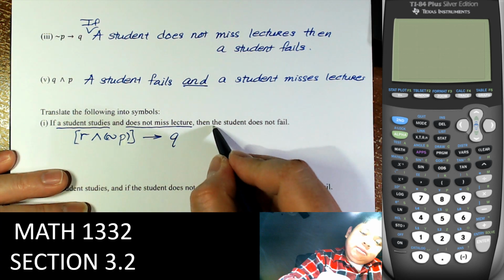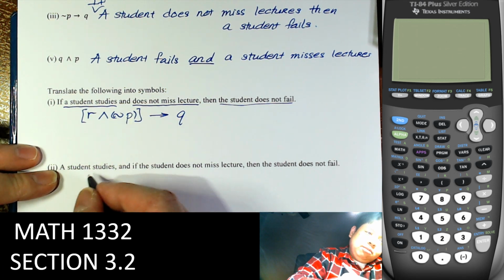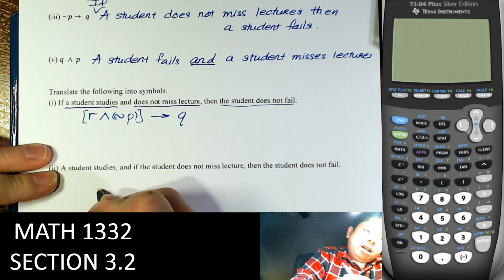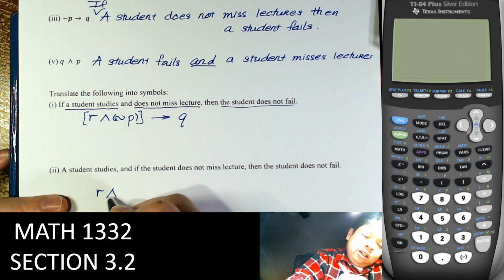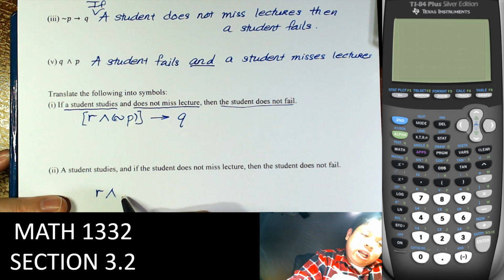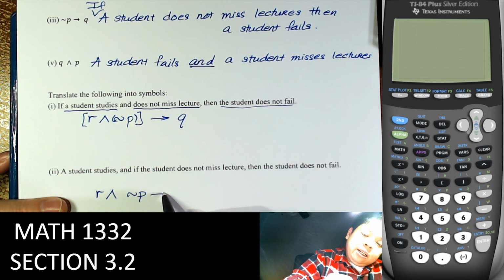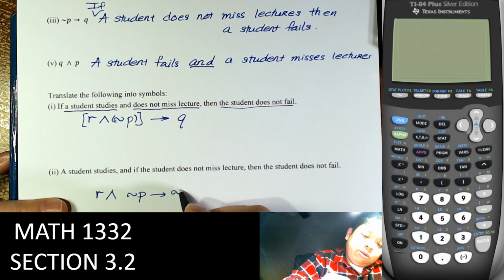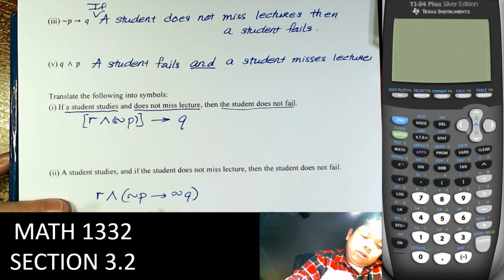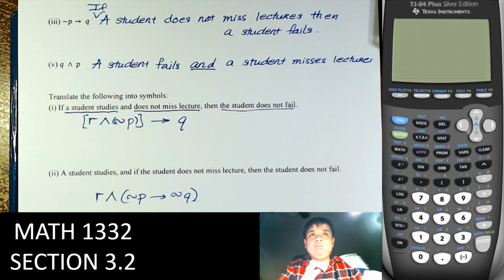Next, the student studies. That will be R. And if the student does not miss lecture, not P, P is missing lecture, then the student does not fail, not Q. And then the student studies, and then we have the if-then statement. So that's what we have.